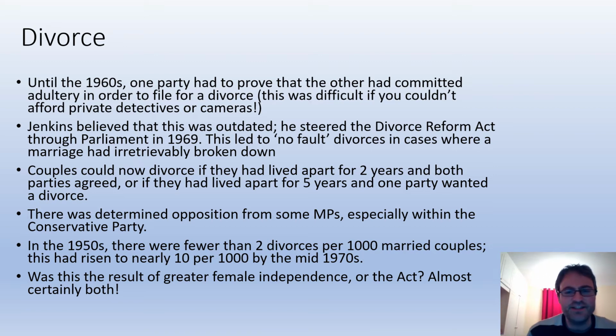He said, there are plenty of cases where marriages have broken down, plenty of cases where both parties are unhappy, there's not been any adultery, but nevertheless, why should that couple have to stay together? And Jenkins pushes the Divorce Reform Act through Parliament in 1969. And from then on, we get a system which is more like the system that we're familiar with. Now, the idea of a no-fault divorce comes in. So where a marriage has broken down, can't be retrieved, it's ended, then a couple, whether or not there's been adultery, could now get a divorce.